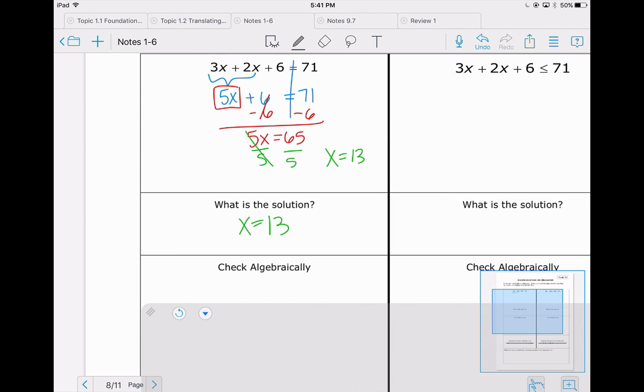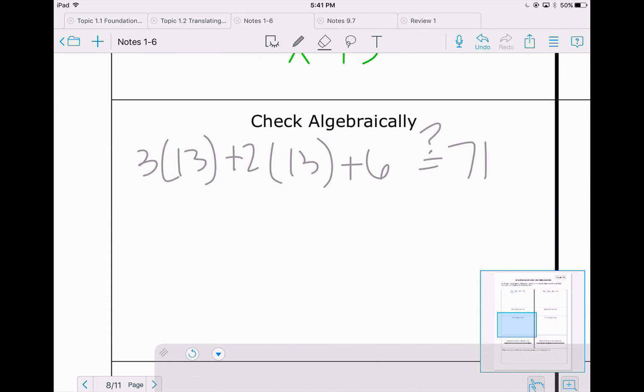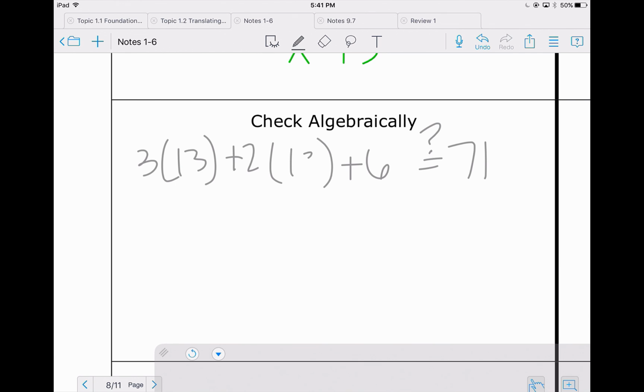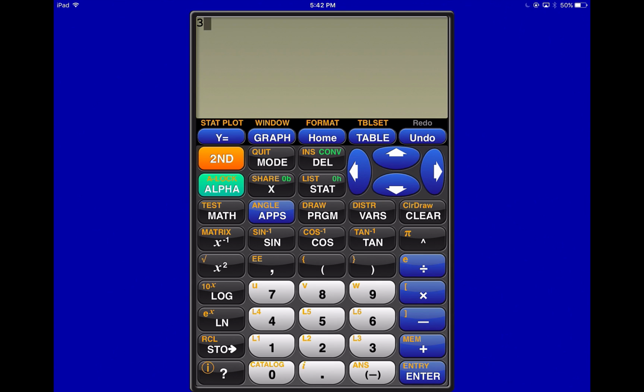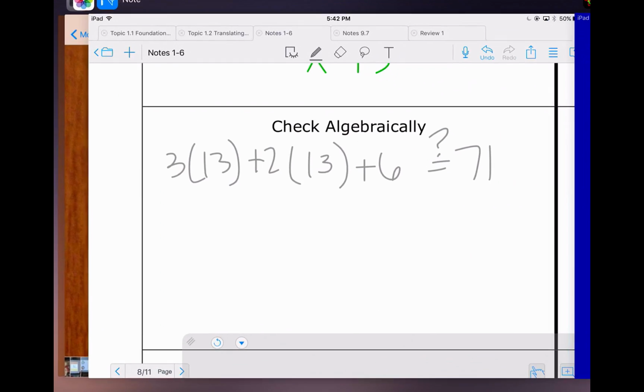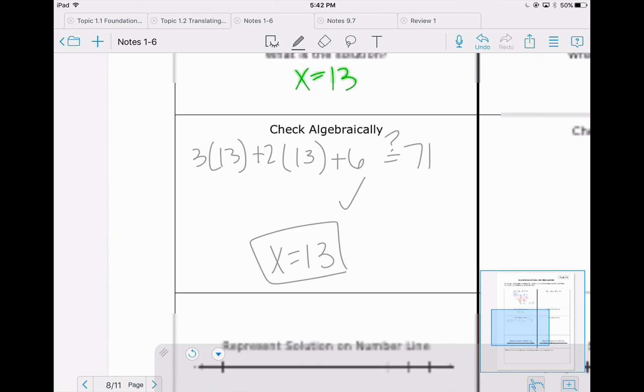Remember, in order to check it algebraically, you plug 13 in for x back in the original equation and see if it really does equal 71. Easiest and fastest way to do this is just to plug it into the calculator exactly like you see it on the left side and see if the right side matches. When I do that, I have 3 times 13 plus 2 times 13 plus 6, and it does in fact equal 71. So I have the correct solution. So this is good. I'm going to remind myself here that x does equal 13.